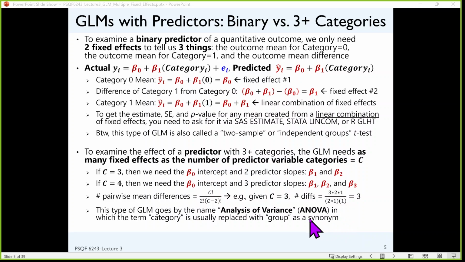But yes, this is analysis of variance. This has been bothering me for a long time. Yeah, I'm sorry to hear that.